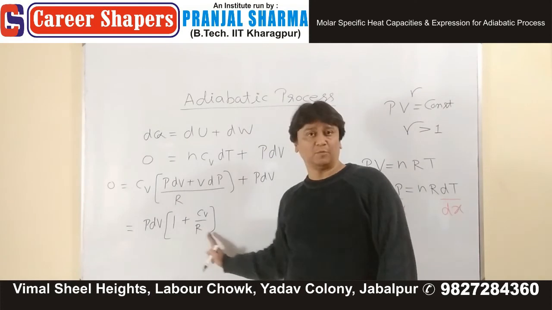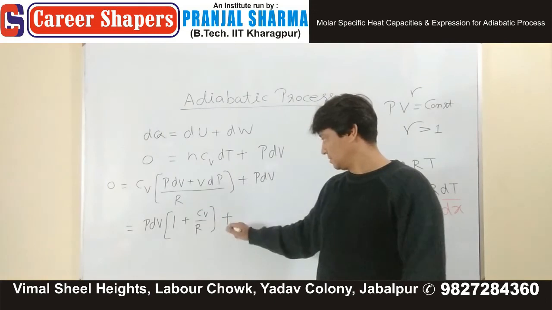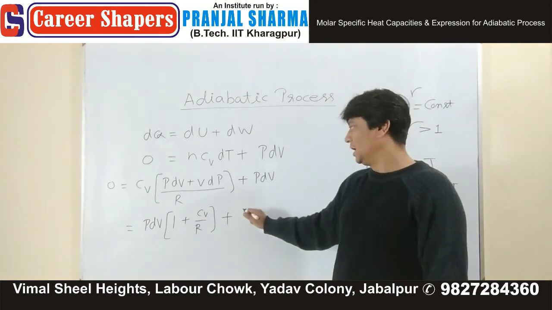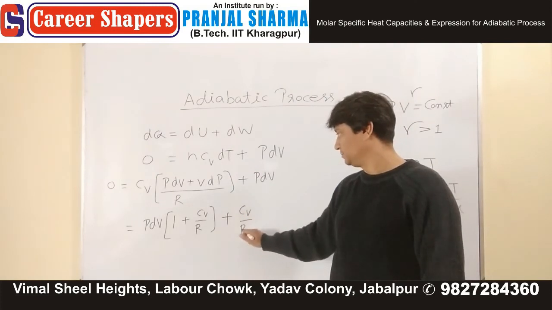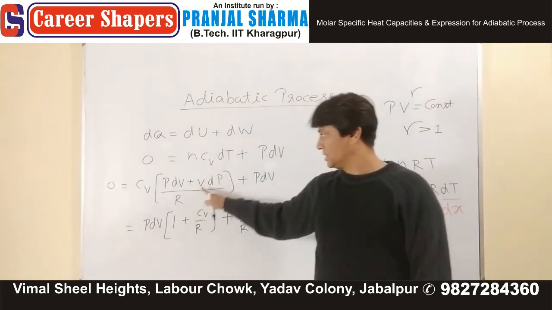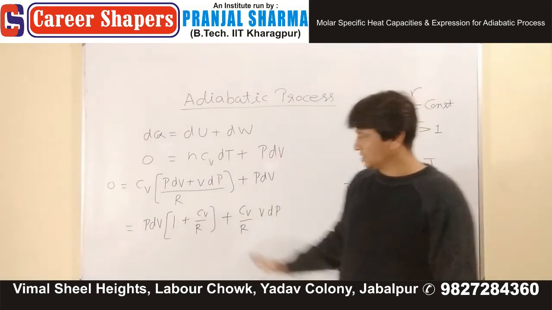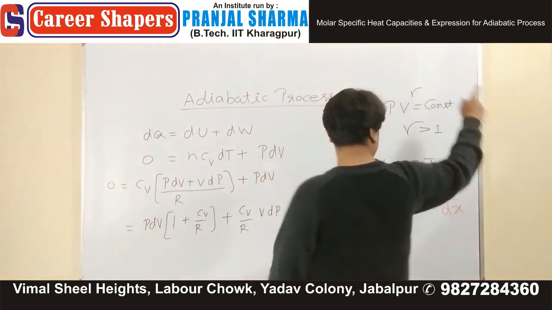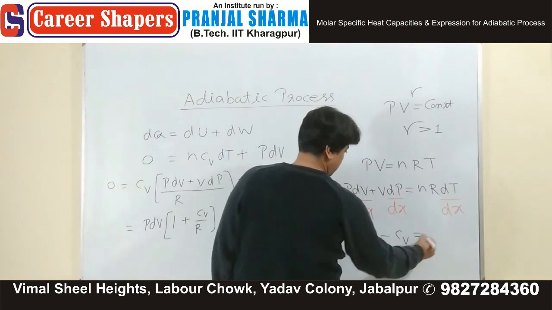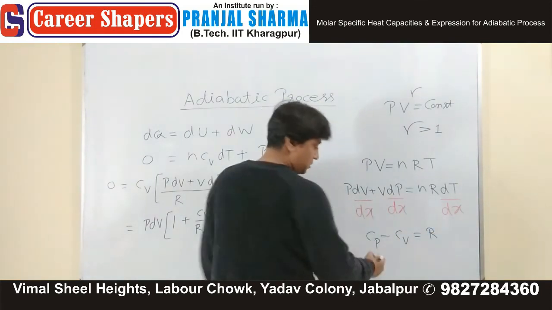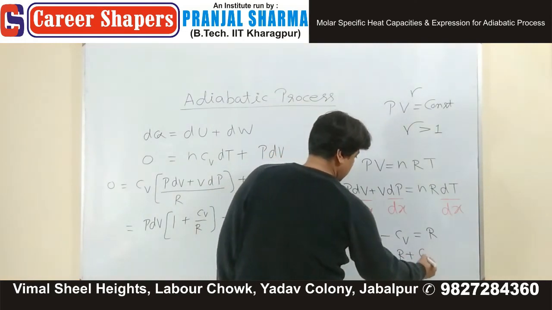थोड़ी देर पहले इससे हम मुलाकात कर चुके हैं इस पूरी चीज से. And the next thing is your Cv divided by R into V dP. Now what is this? Mayer's formula, Cp minus Cv. It is what? R. So what is Cp? Cp is R plus Cv.